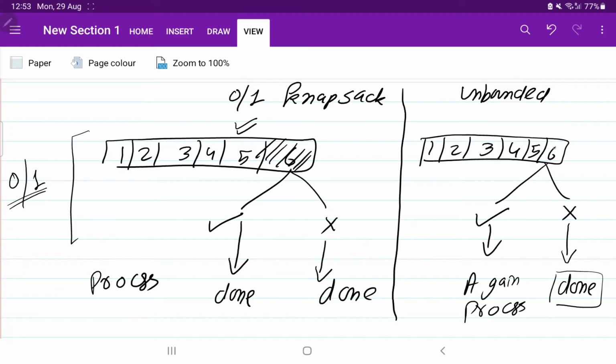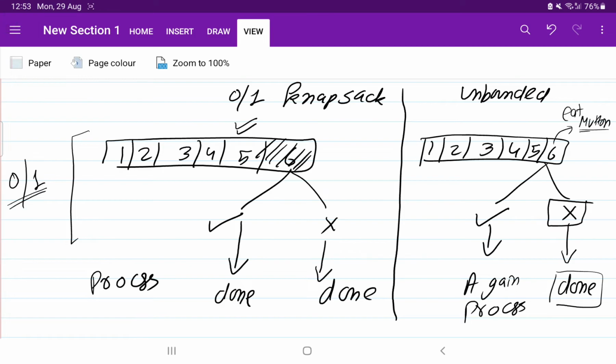You can take an example like this. Suppose this 6 is a task: eat non-veg, eat mutton. And suppose you are a vegetarian. So if you are a vegetarian, are you going to eat mutton? No. And this is done. It means you have taken the final decision that yes, I am not going to eat mutton.